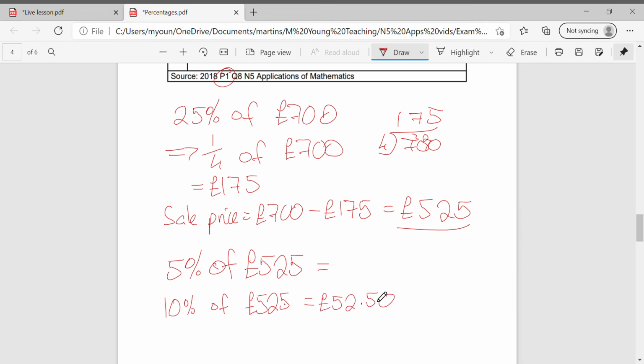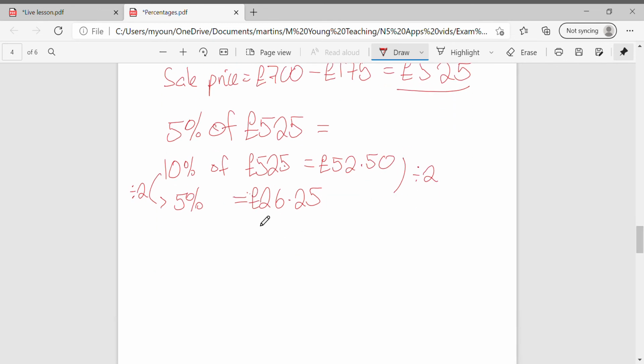I'm just going to put the extra decimal point in. So then to find 5%, I would divide by 2. Okay, so to get 5%, divide it by 2. Again, if you need to do a sum, just do that, but hopefully you can see that half of that is going to give you £26.25. But if you need to do a sum, just do that. So that's me got the amount that's coming off.